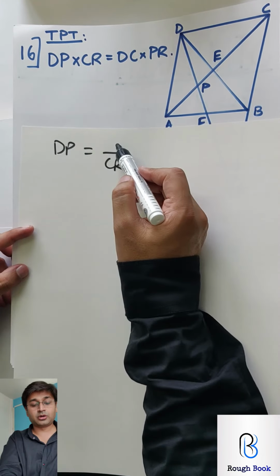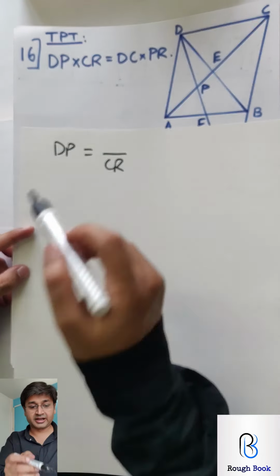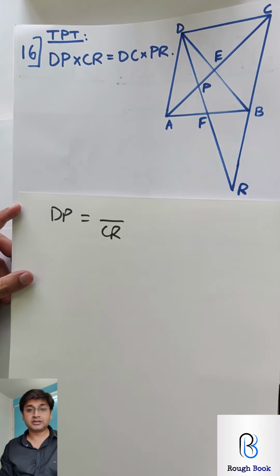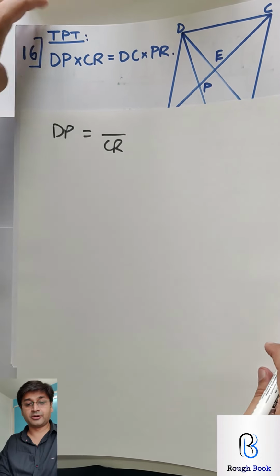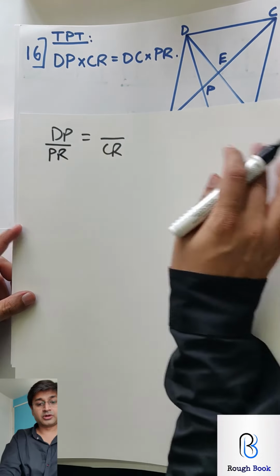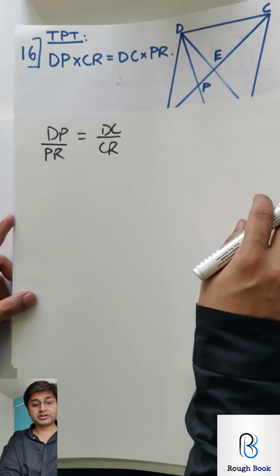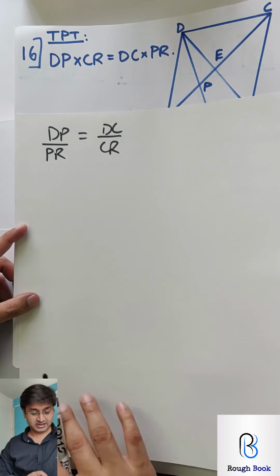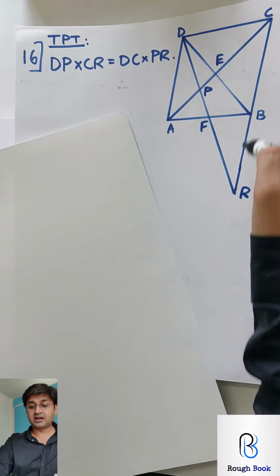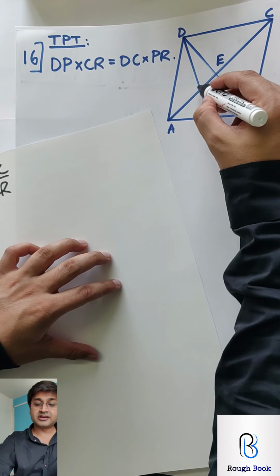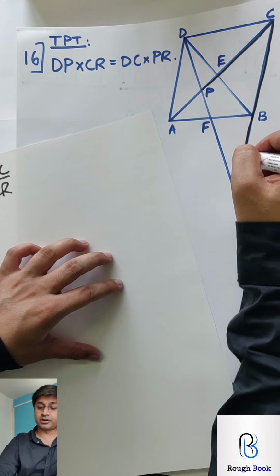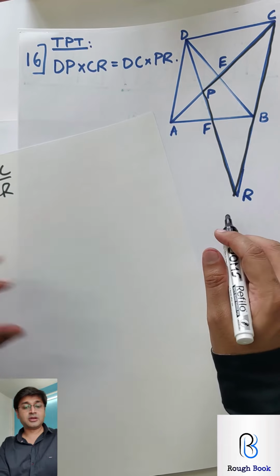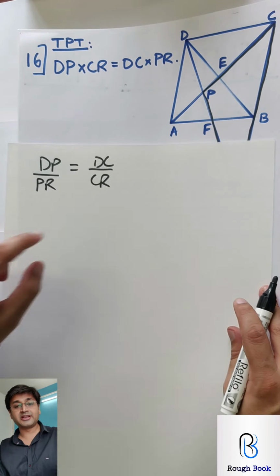So if I keep PR on top, then the numerator should be from one triangle. So DP and PR, can they form a triangle? They cannot. So I will have to send PR down. What stays back is DC. So now DP and DC form a triangle. PR and CR form another triangle. PR and CR is this big triangle right over here, which I am drawing in black, and DP and DC is here. If you prove these two triangles similar, then you can say this by CSST.